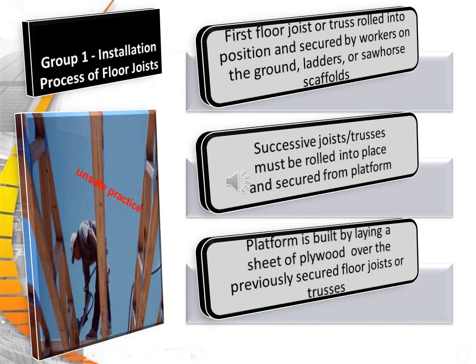The first floor joist or truss is rolled into position and secured by workers on the ground, ladders, or sawhorse scaffold. Successive joists or trusses must be rolled into place and secured from the platform. A platform is built by laying a sheet of plywood over previously secured floor joists or trusses.